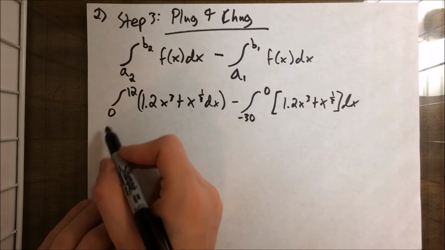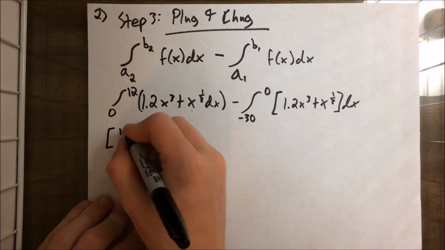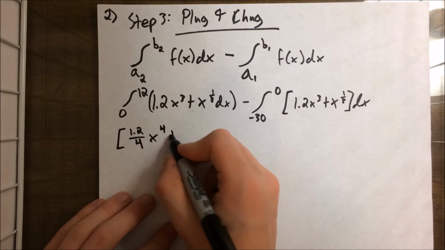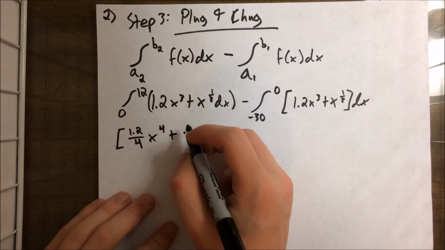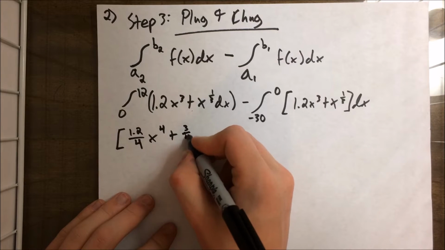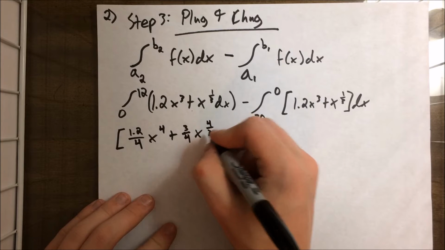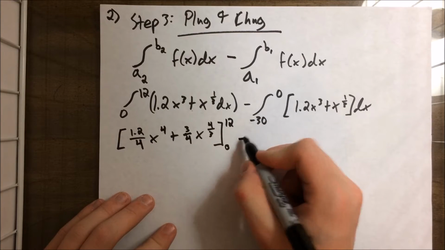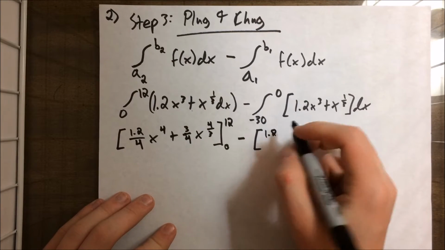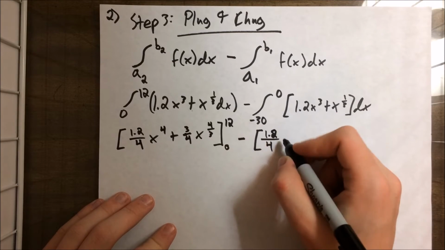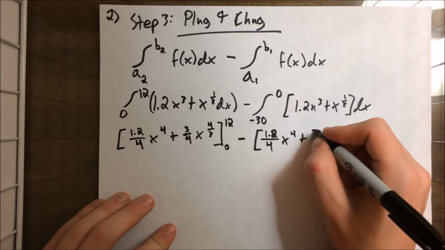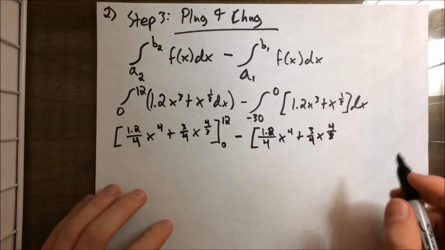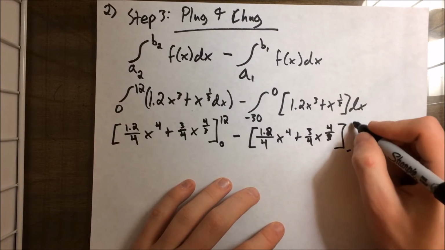Okay, so then let's integrate and get 1.2 over 4 x to the 4th plus 3/4 x to the 4/3, and that's from 0 to 12, and then minus the same thing, 1.2 over 4 x to the 4th plus 3/4 x to the 4/3, and that's from negative 30 to 0.